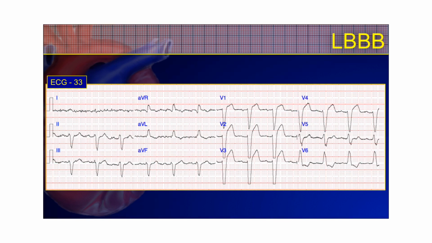Here's another left bundle branch block. Again, you have a supraventricular rhythm, a sinus rhythm. You have aberrancy, a wide QRS complex. You look at V1, and sure enough, you see a downward QRS complex indicative of a left bundle branch block.